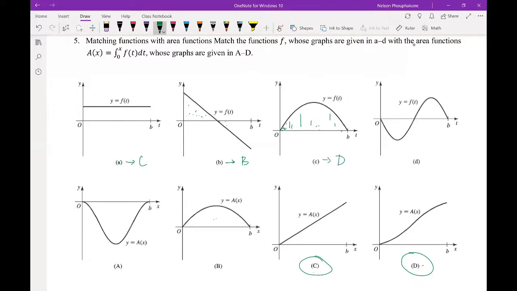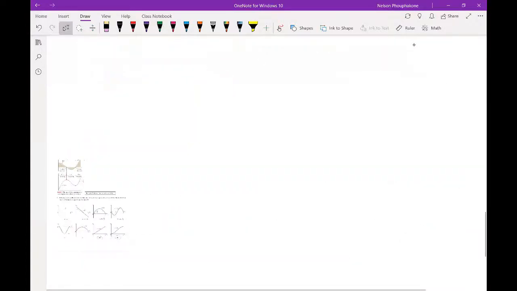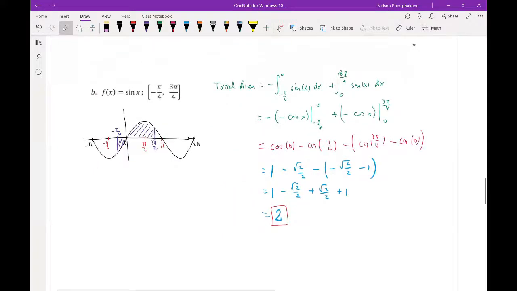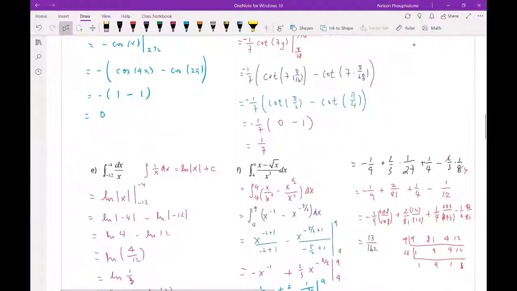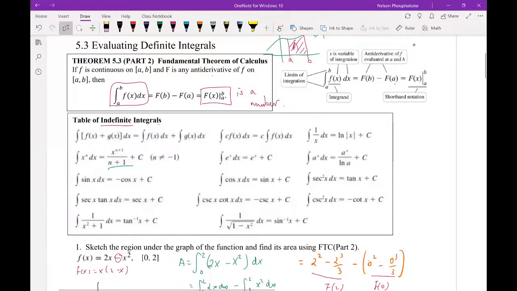And now, how about this last one? We start with negative, so the function is decreasing first and then increasing. So A will be the one that is decreasing first and then increasing. That is it for this section. We have learned how to evaluate an integral with a definite integral. Thank you.